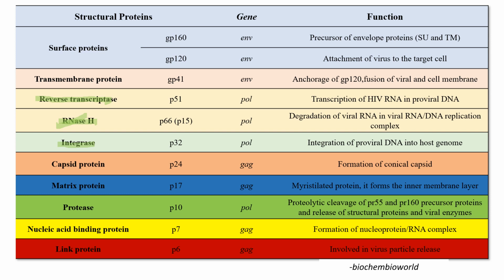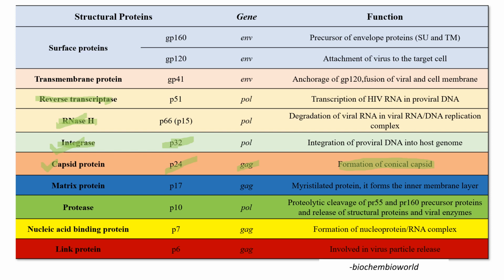The integration of the proviral DNA, which is synthesized at the end of this process, is carried out by the integrase enzyme, that is protein 32, and it helps in the integration of that proviral DNA into the host genome of the target cell. Next is the capsid protein P24. It is synthesized by the GAG gene, and it is responsible for the formation of the conical capsid which surrounds the genome.